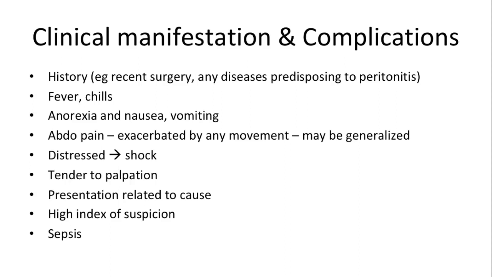Clinically, when you do examination, they are usually very tender to palpation, and presentation may also be related to the cause of the peritonitis. So, for example, in penetrating trauma, patients present with penetrating trauma, but when you examine the patient, you notice they have secondary peritonitis. So you have to have a high index of suspicion in this case. And of course, the most feared complication will be sepsis and potentially death.